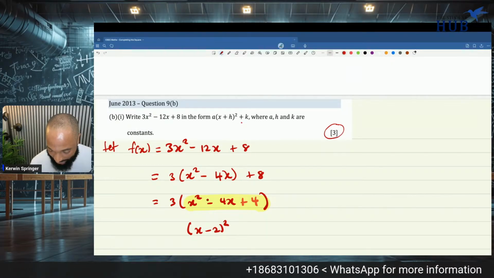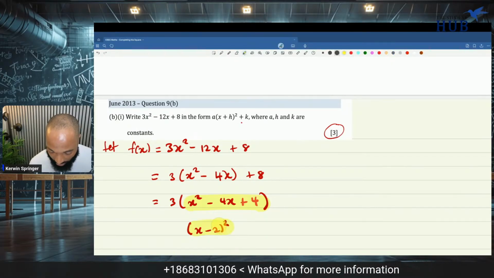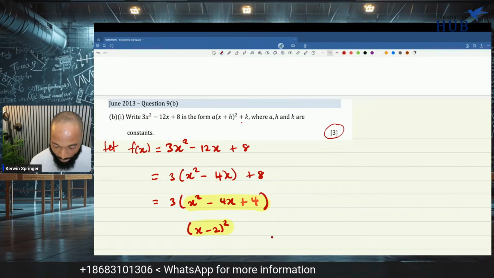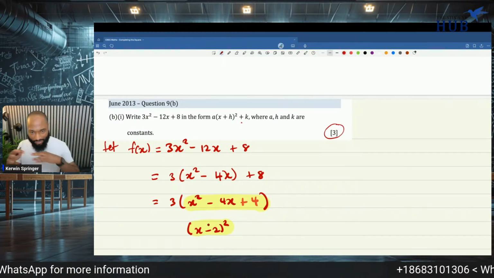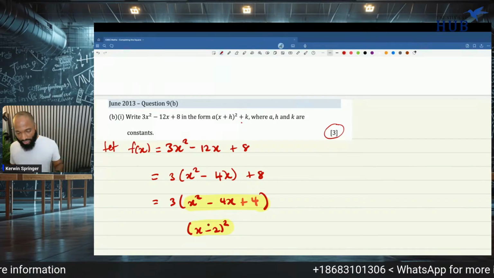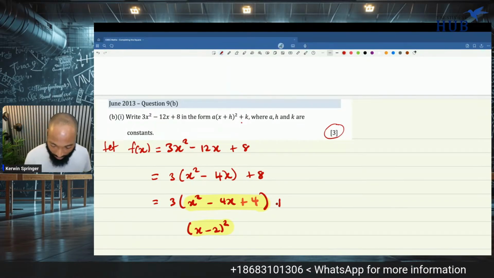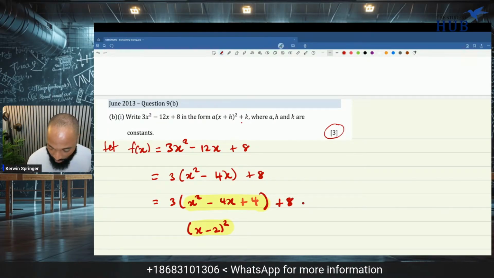So this is equal to that. These two things are equivalent to each other. Yes? So I did it. I created the vertex form, but I have some peripherals around the end to fix. I still have the plus 8. I added in 4, so let's take it out.